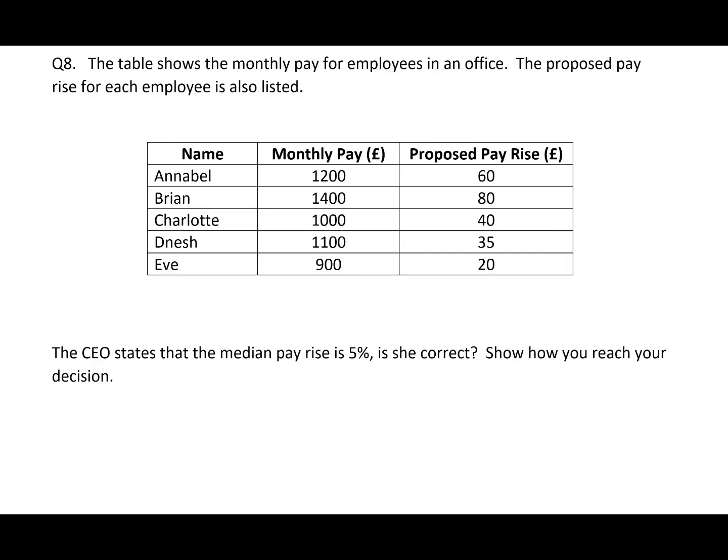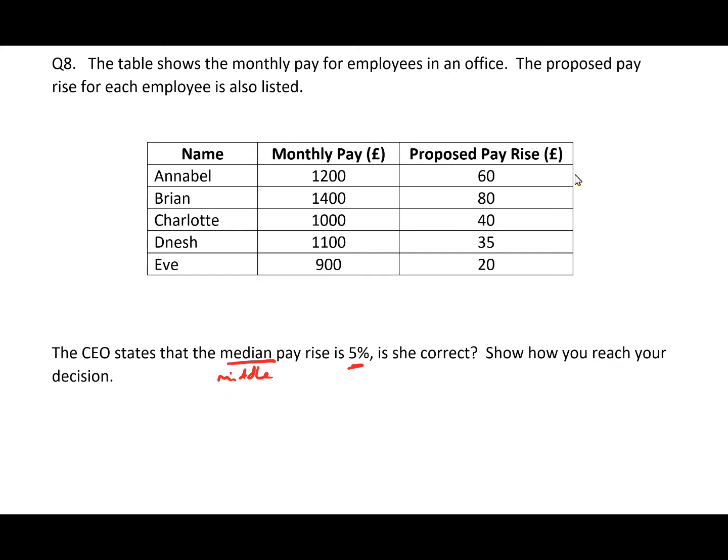Question 8. The table shows the monthly pay for employees in an office. The proposed pay rise for each employee is also listed. So Annabelle, who's paid £1,200 a month, is going to get an extra £60 pay rise. The CEO states that the median, that's the middle pay, rise is going to be 5%. Is she correct? Show how you reach your decision.